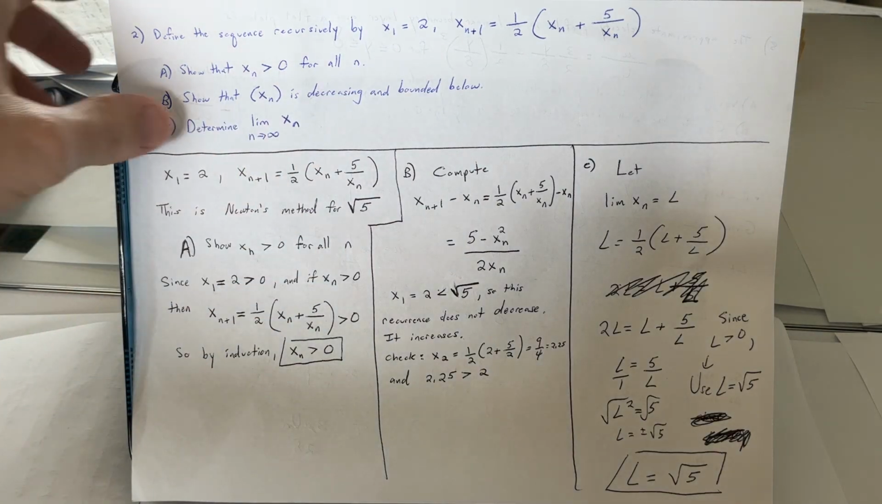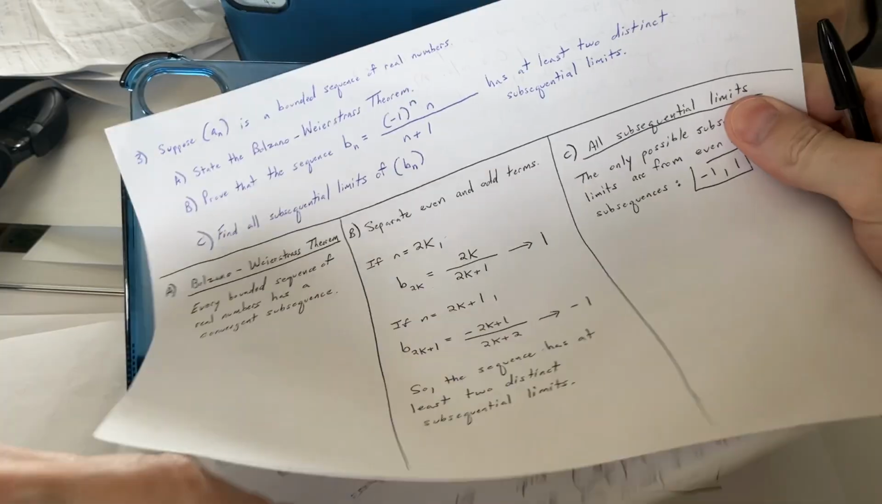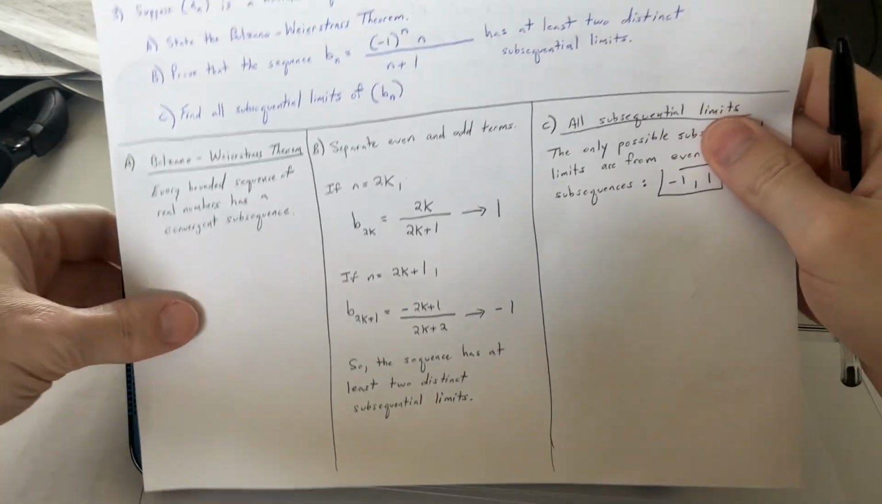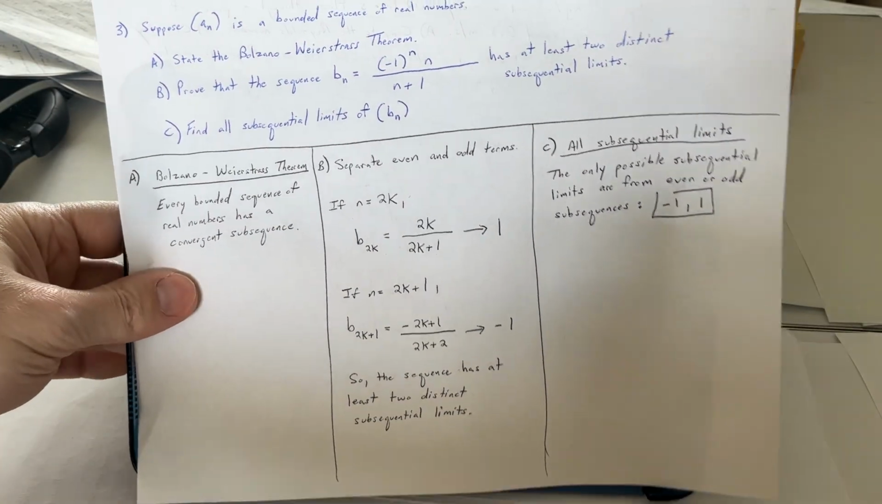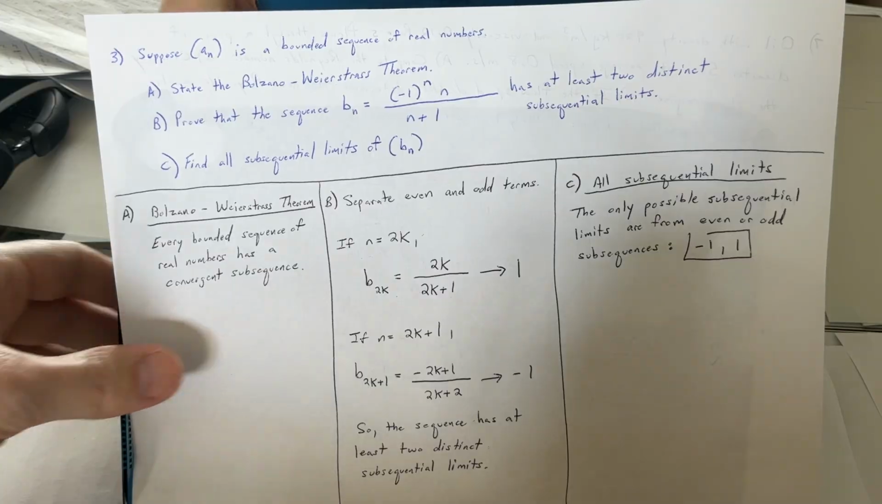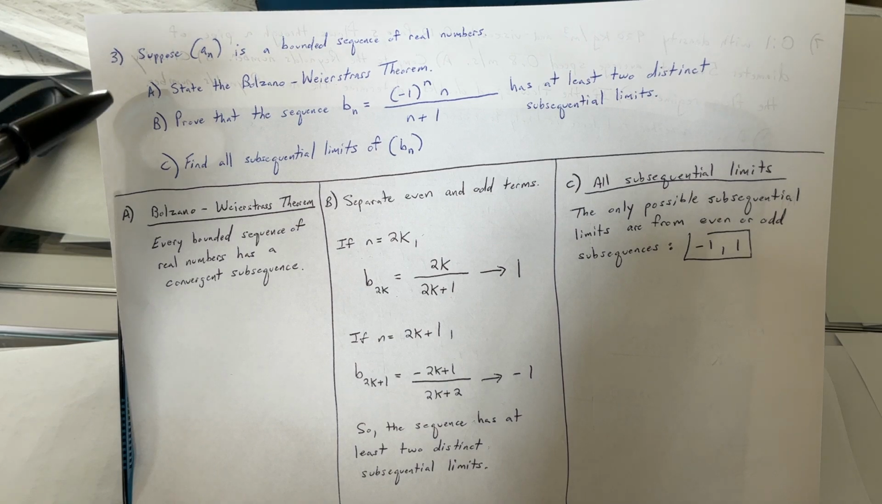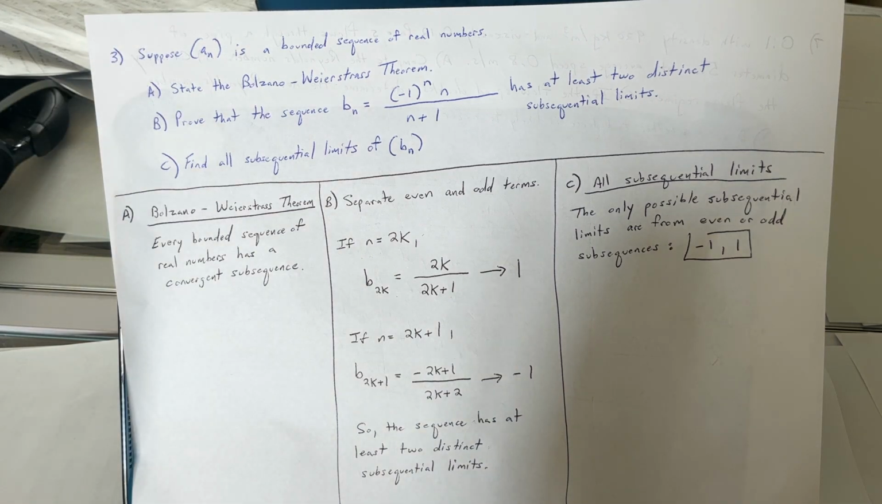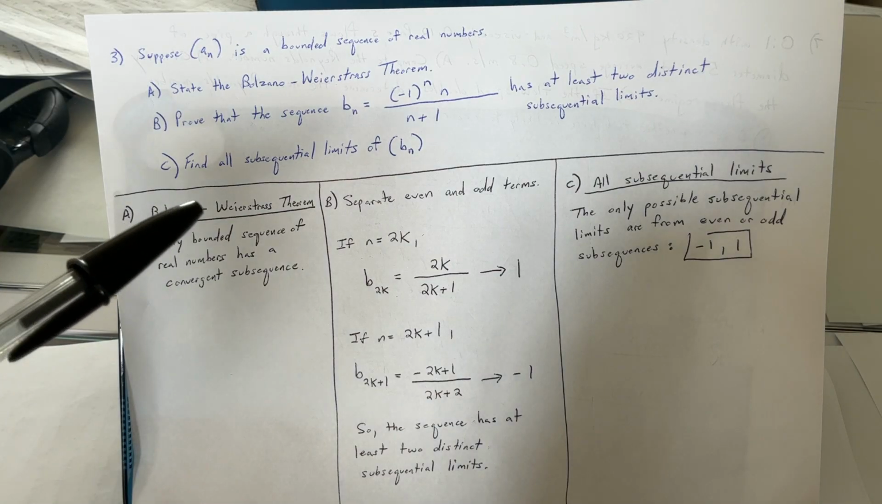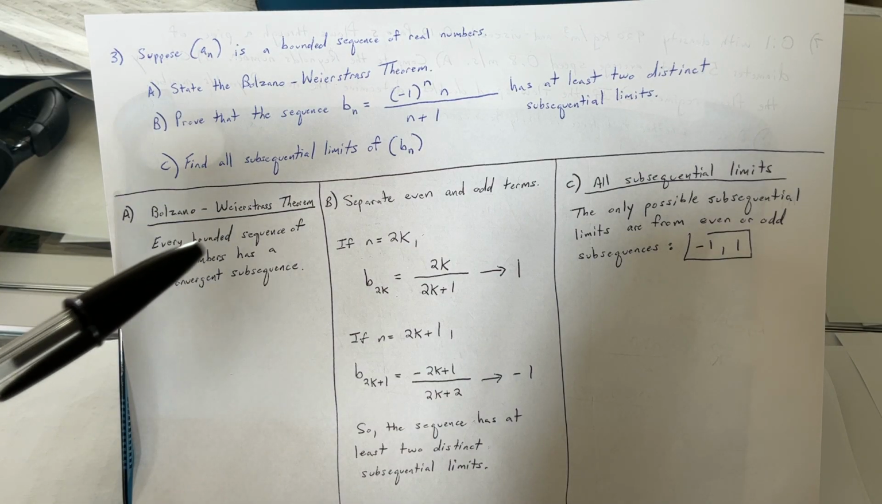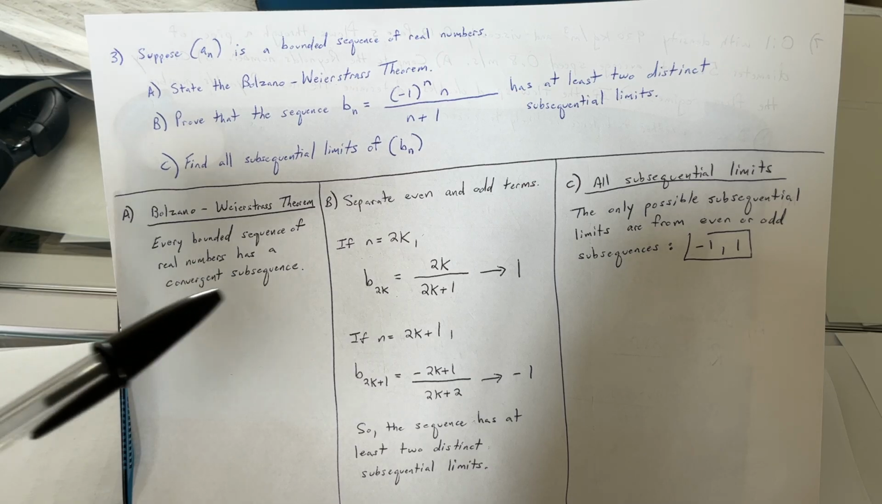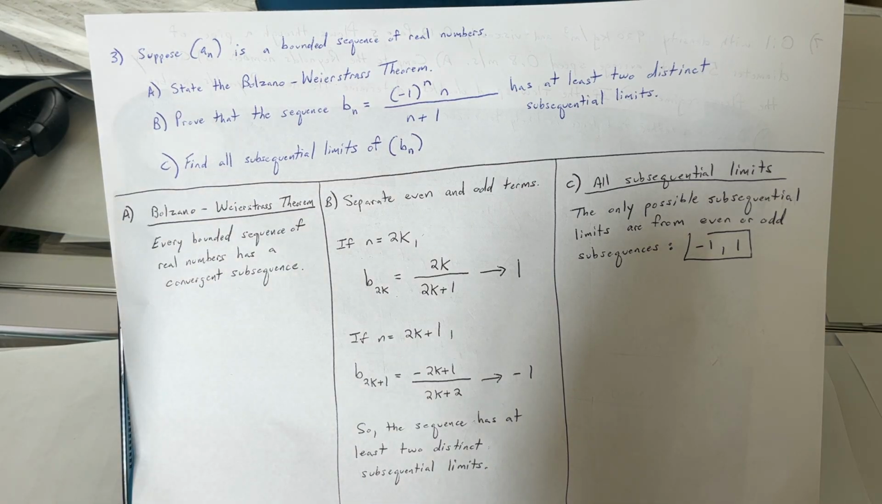Number 2 is good. We're ready for number 3. Again, I'm going to go through these quickly since you have most of the setups and the answers there. So 3. Suppose a sub n is a bounded sequence of real numbers. Part A, state the Bolzano-Weierstrass theorem. Every bounded sequence of real numbers has a convergent subsequence.